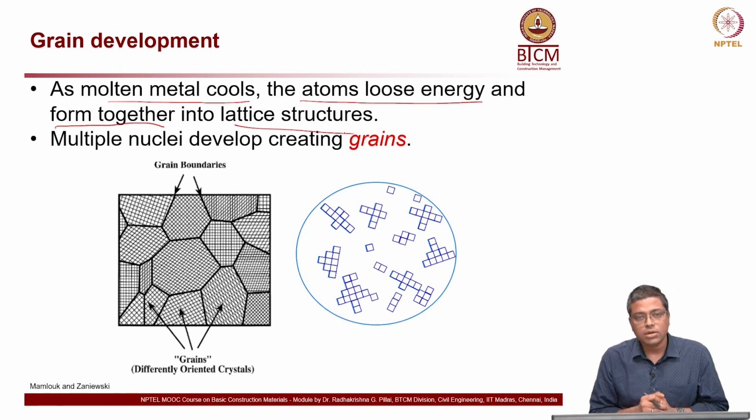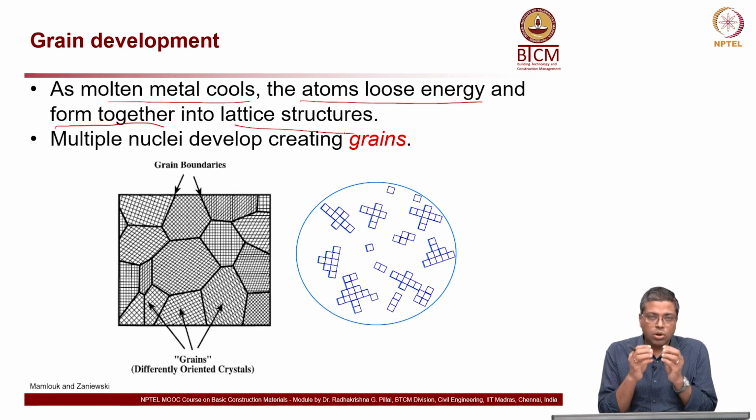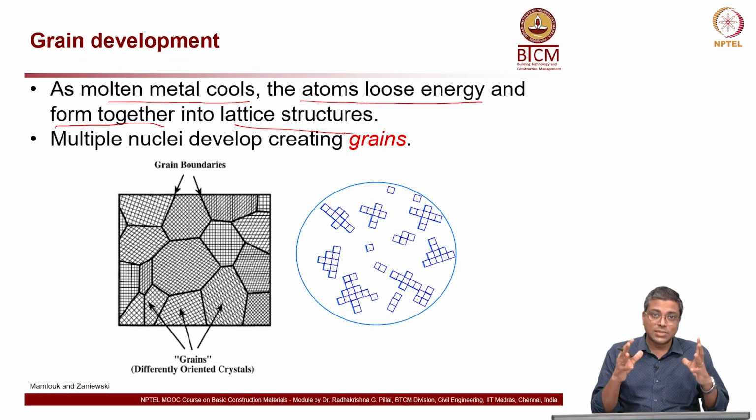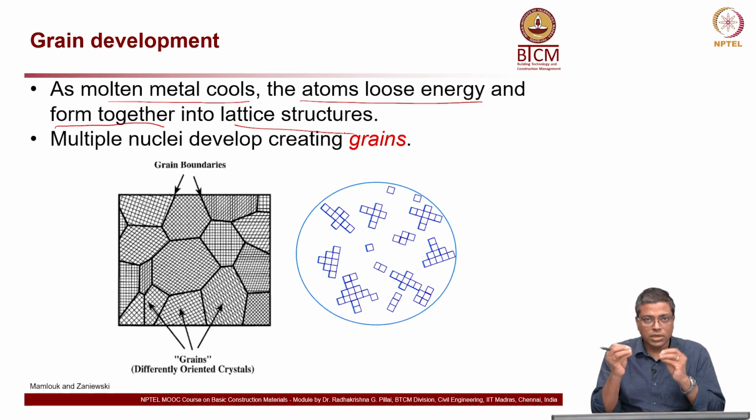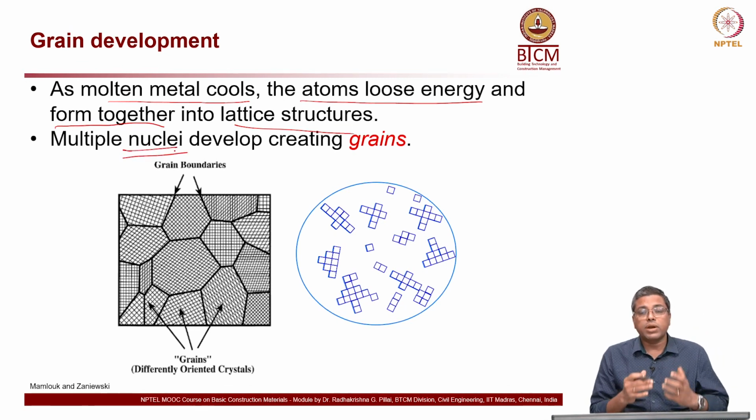Okay, so they come together into lattice structures. Now, when this happens, this coming closer to each other and forming the crystals happens at different points in the 3D space of the molten material. It is not that it starts from the surface and goes into the depth; it happens at different points inside the material, depending on the temperature at that particular point within the volume. The crystal starts forming, and the point where they start forming we call nuclei, or nucleation points.